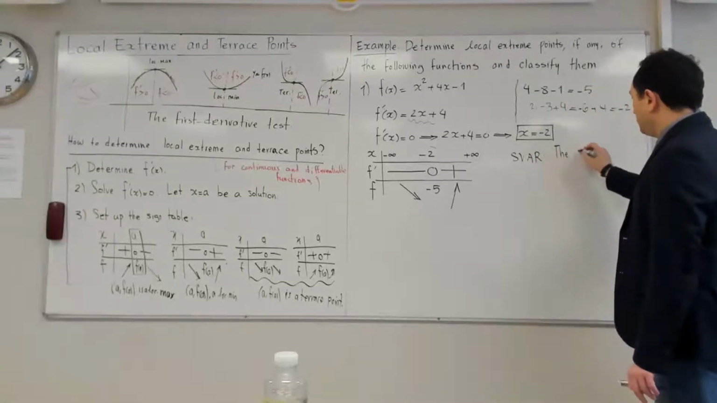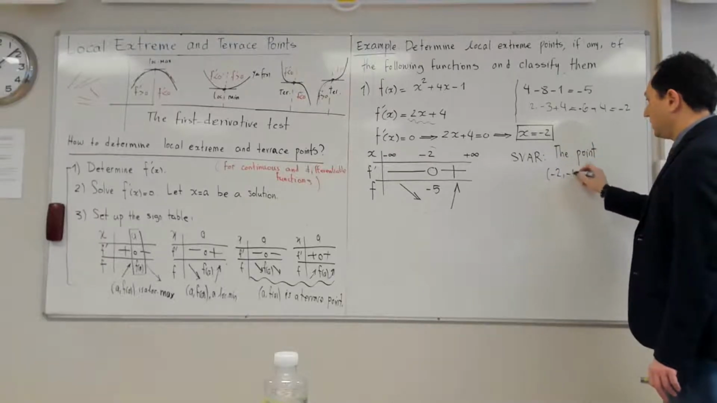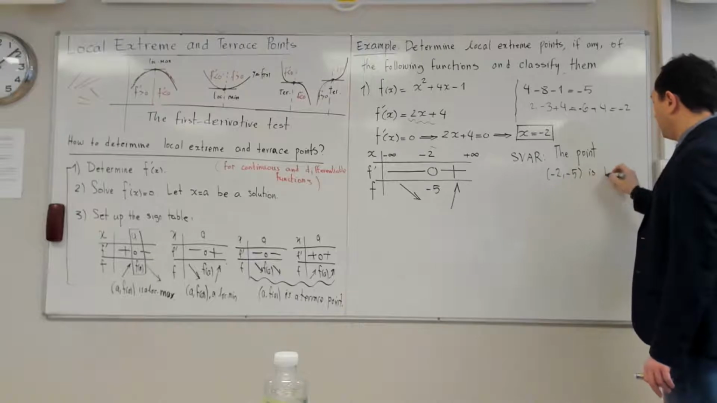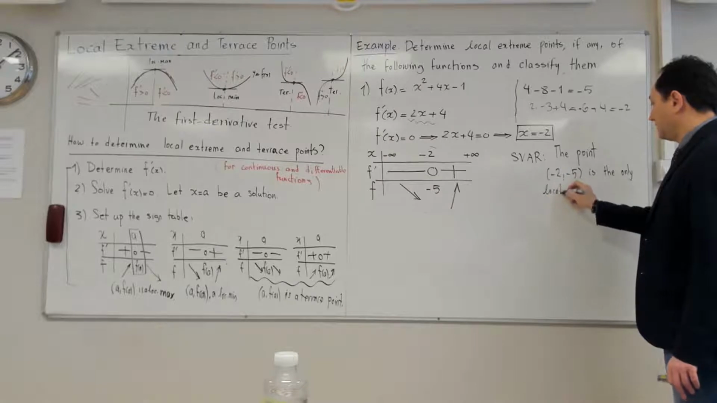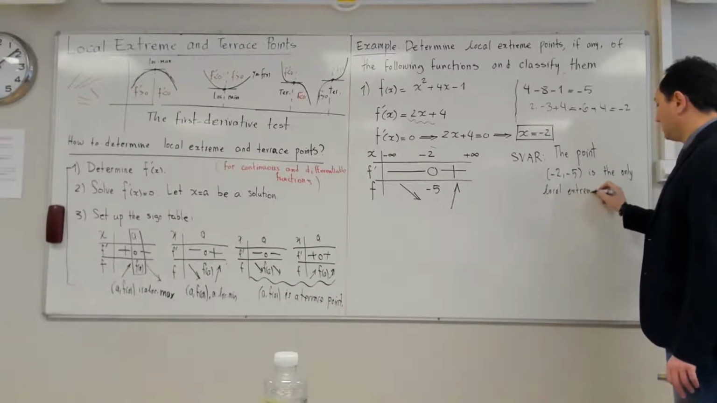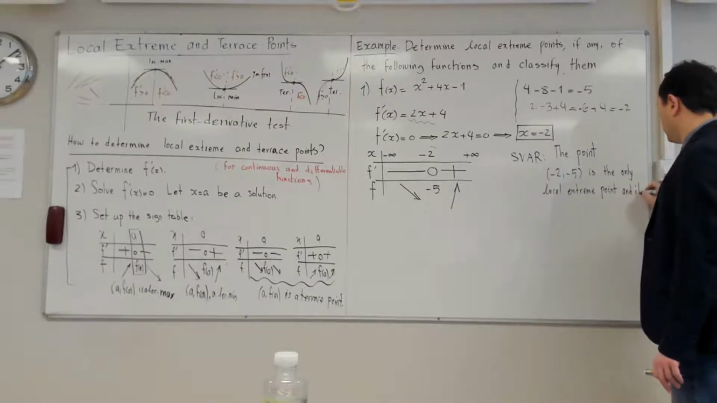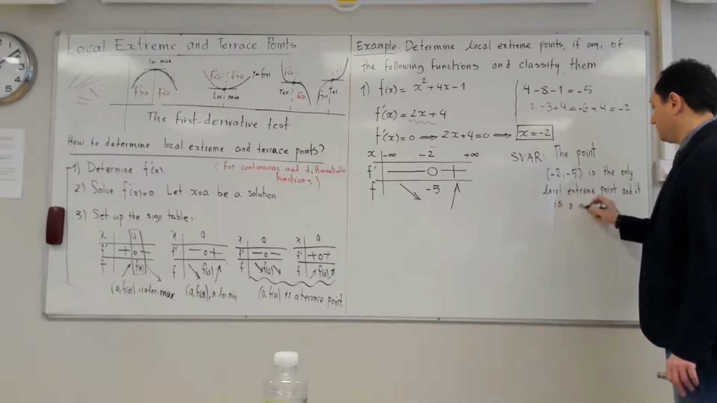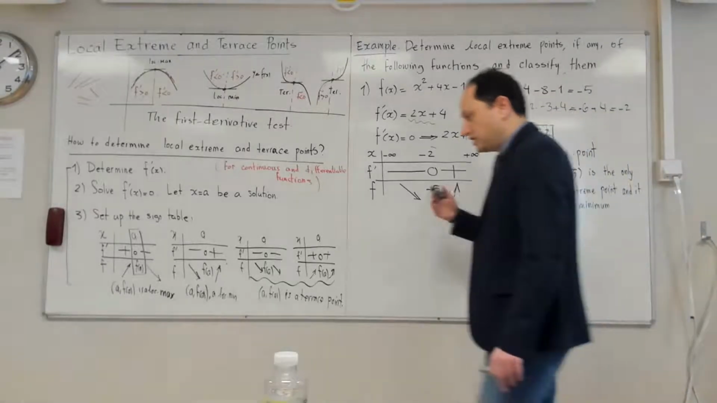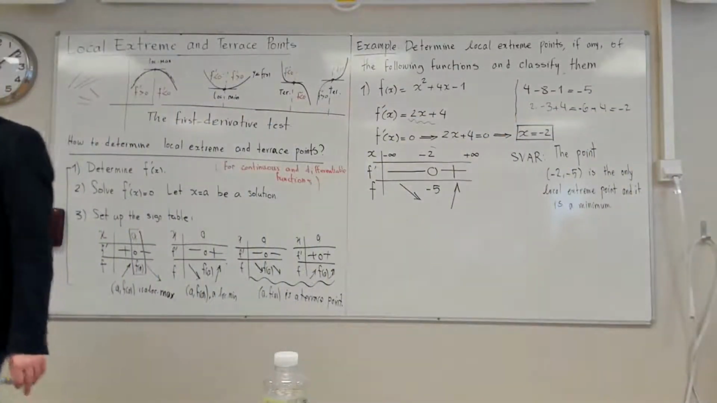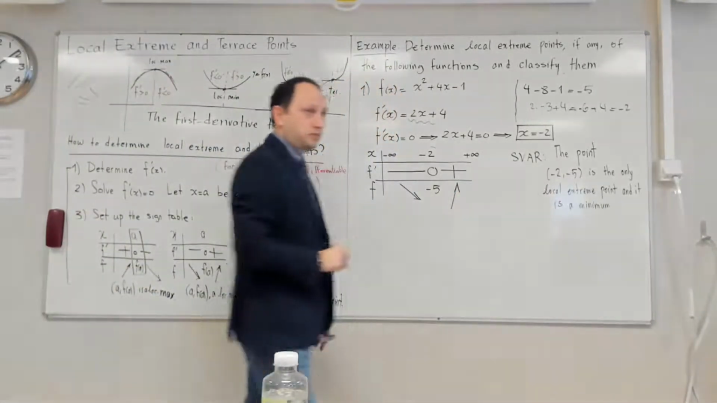The point, when you say point, it is very important to understand. The point -2 and -5 is the only local extreme point, and it is a minimum. Even if you just write it is a local minimum, that's okay for me. But I just want to emphasize this is the only local extreme point for this function. You can just simply write the point -2 and -5 is a local minimum.